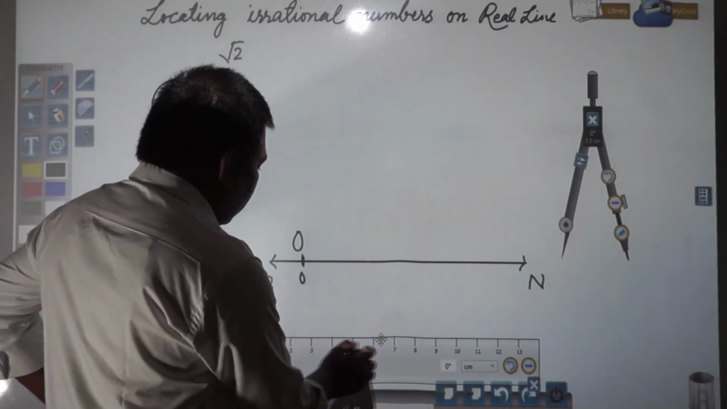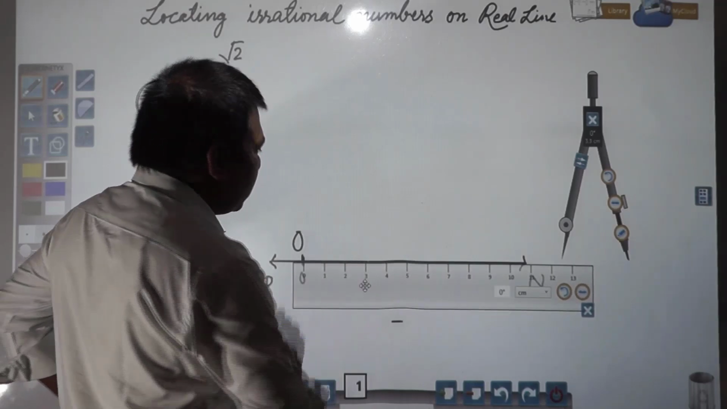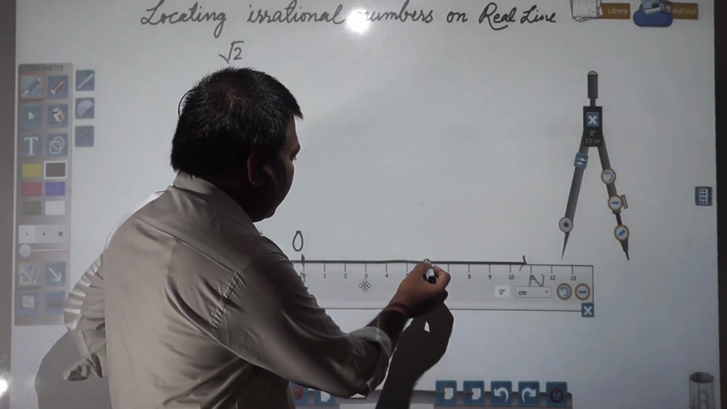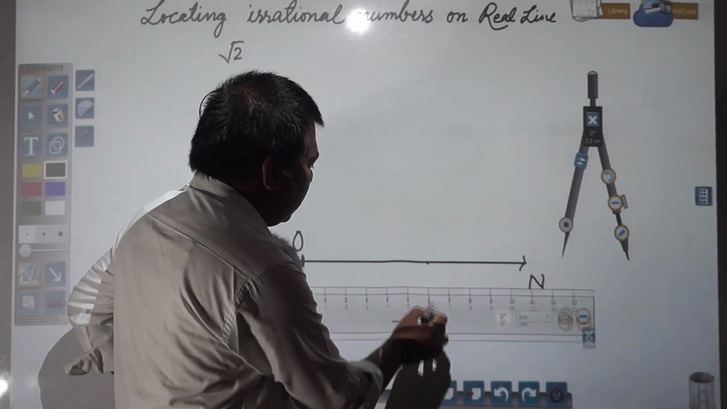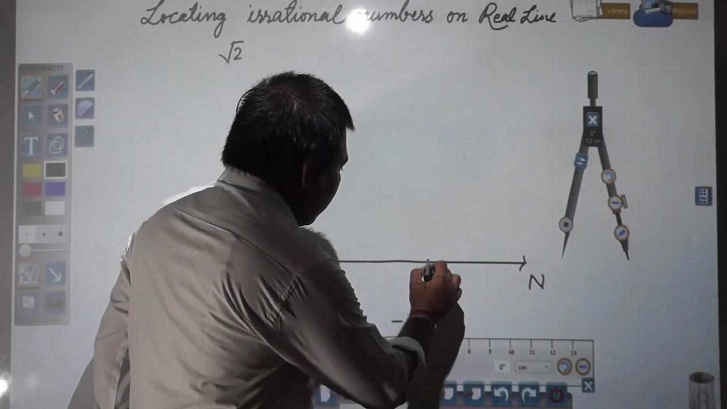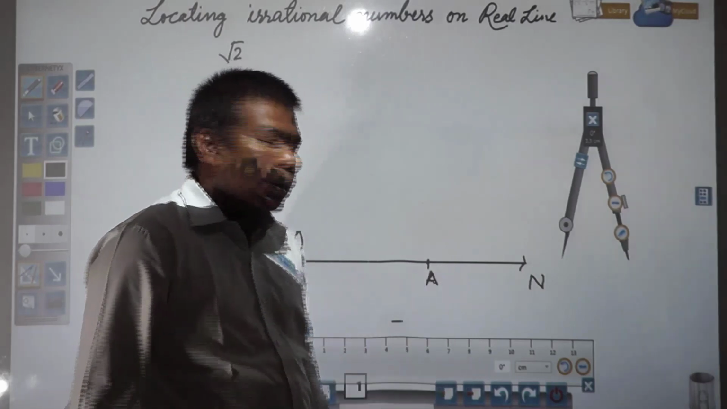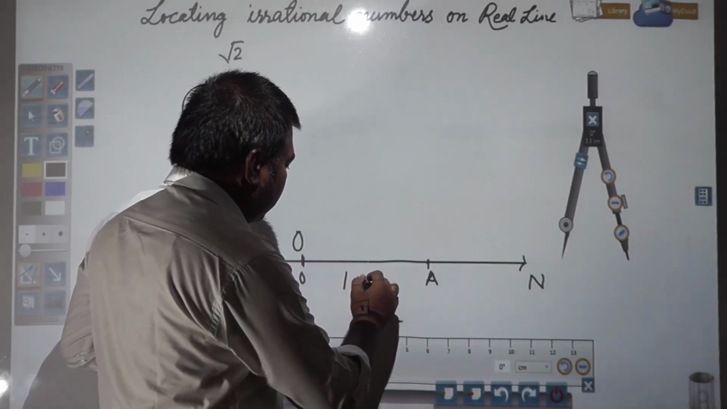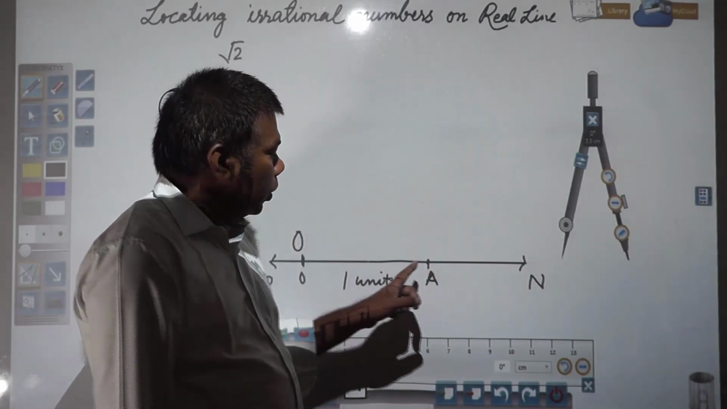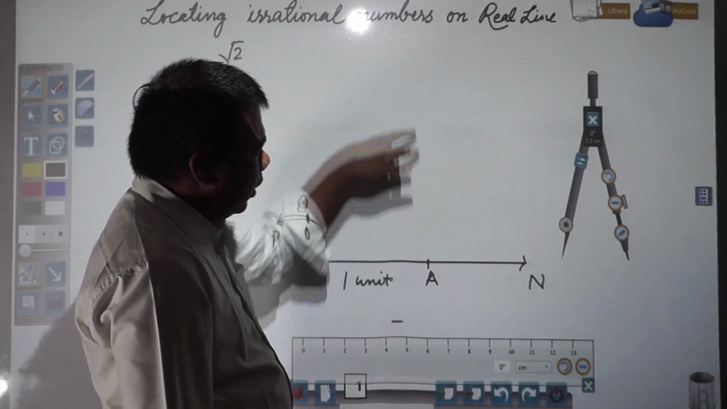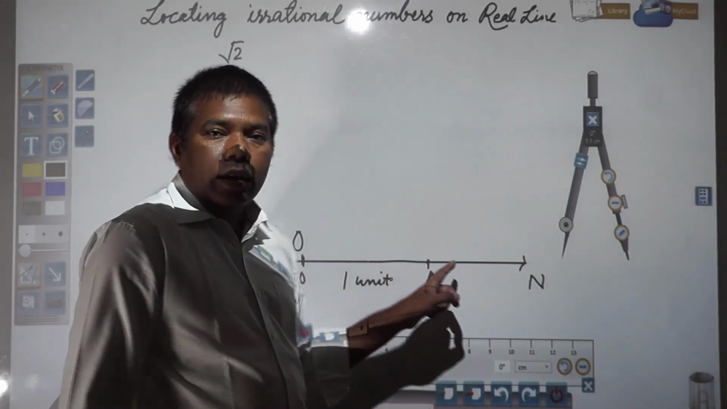So here you see, suppose I am taking 6 as 1 unit, this one. Name this point, suppose I have given the name A, like this. So OA is 1 unit. Now at point A, you need to draw a perpendicular line. For making a perpendicular line, you need to draw a 90 degree angle over here.